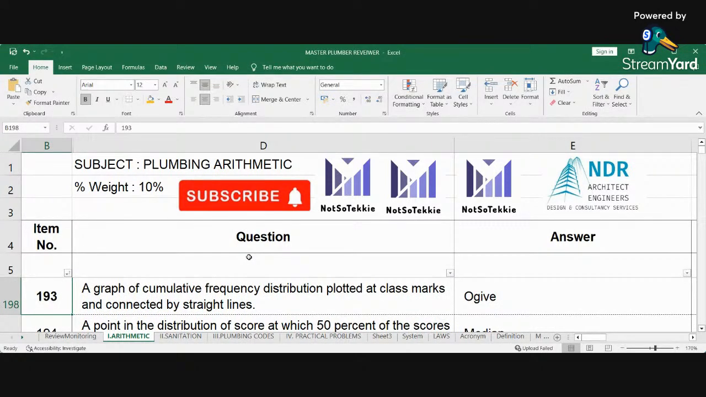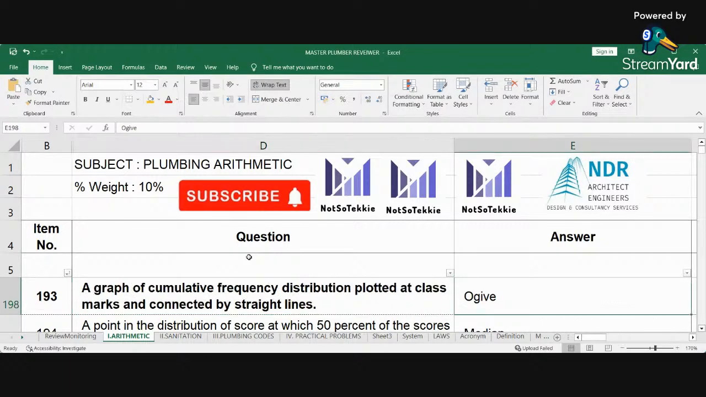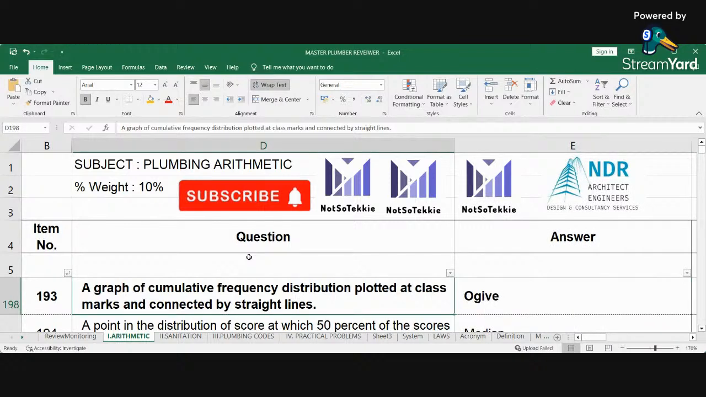193. The graph of cumulative frequency plotted at class marks and constructed by straight lines is ogive. The answer is ogive. Accumulated frequency distribution plotted at class marks and connected by straight lines. The answer is ogive.